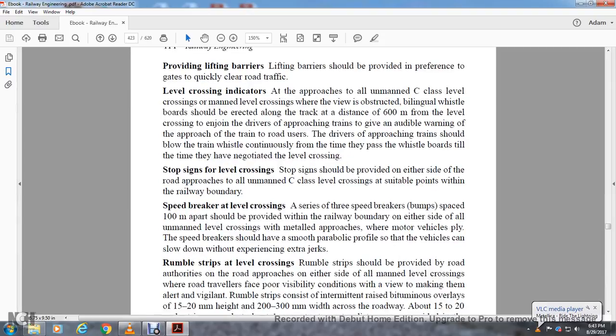Level crossing stop sign. A level crossing stop sign should be provided on either side of the road approaches to all unmanned level crossings at a suitable point of the railway boundary.